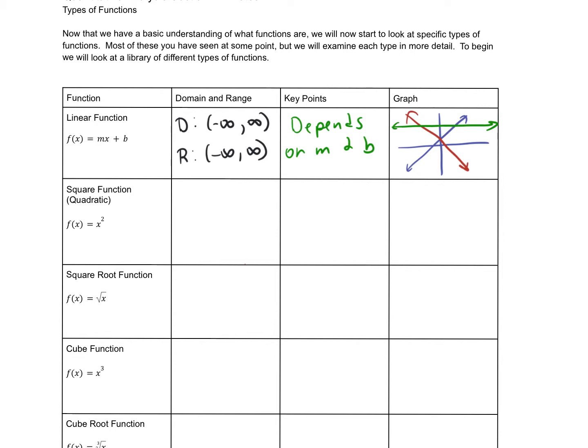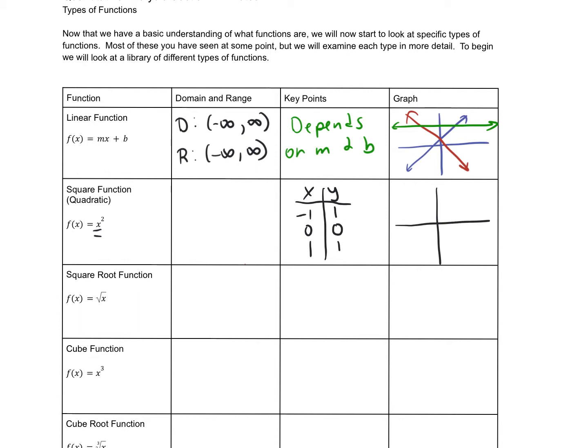So for a squaring function, we will have the same key points that we can start with. What I'm going to do for the rest of these is make a little table, and I'm just going to pick a couple x values. So I'm going to pick -1 and 0. These are very famous x values, and then I'm going to plug them into this function. So this is a squaring function. If I square -1, -1 times -1 is 1, 0 squared is 0, and 1 squared is 1. So these are three ordered pairs that will be on the squaring graph.